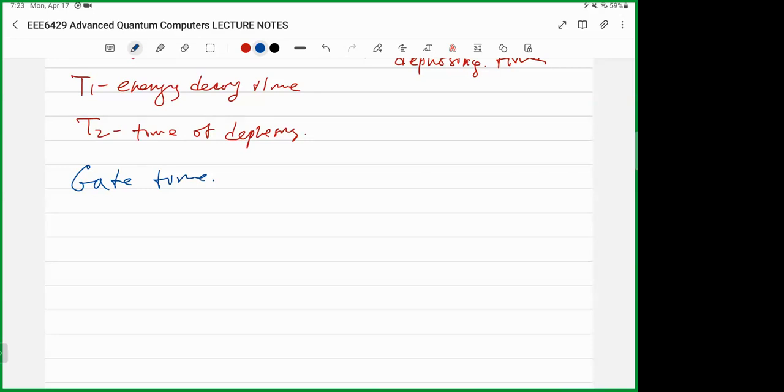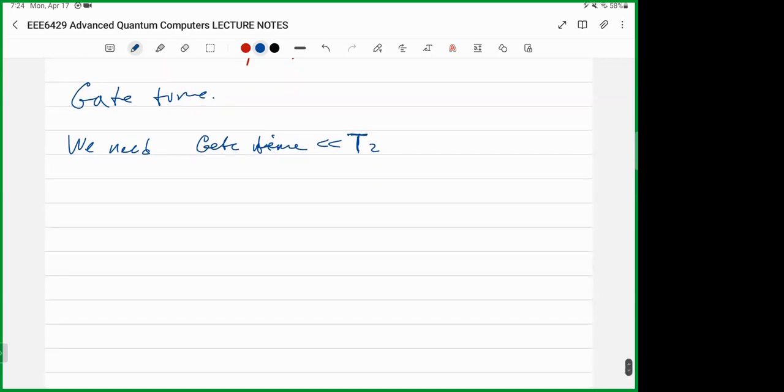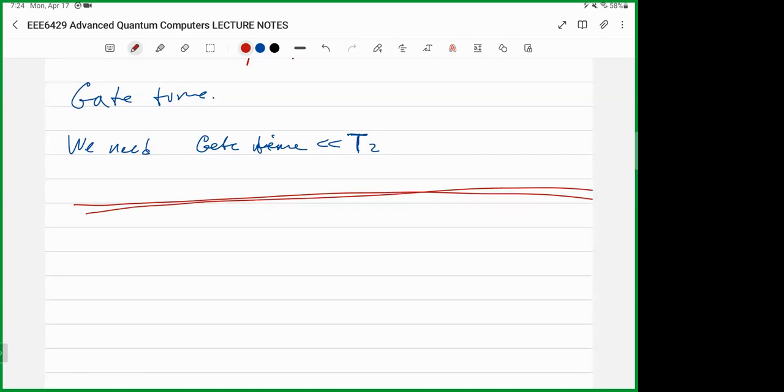And of course, we need a good qubit to have gate time much shorter than the decoherence time. So for a good qubit, decoherence time must be much larger than the gate time, so we can do multiple quantum operations before the phase decays. All right, so this is basically the end of today's lecture. Do you have any questions regarding this part?